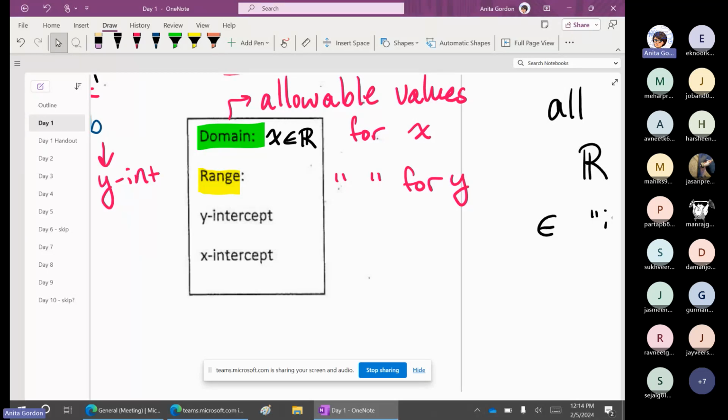Any issues there? No. Okay, so y is the same. Y is also a part of all real numbers. No restrictions. Our y-intercept, you already told me, was (0, 2). Oops, that was a comma, not a point. How would I find my x-intercept?